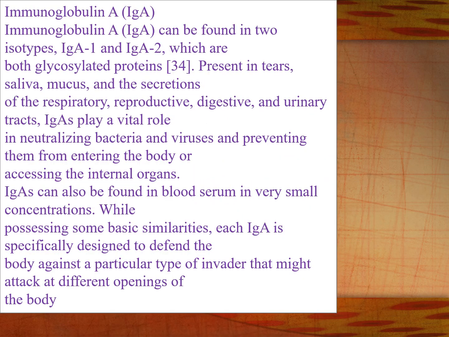Immunoglobulin IgA can be found in 2 isotypes, IgA1 and IgA2, which are both glycosylated proteins present in tears, saliva, mucus, and secretions of the respiratory, reproductive, digestive, and urinary tracts. IgA plays a vital role in neutralizing bacteria and viruses and preventing them from entering the body, accessing the internal organs.